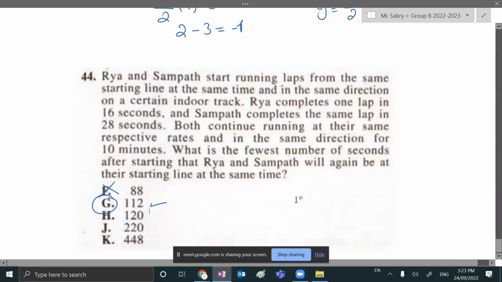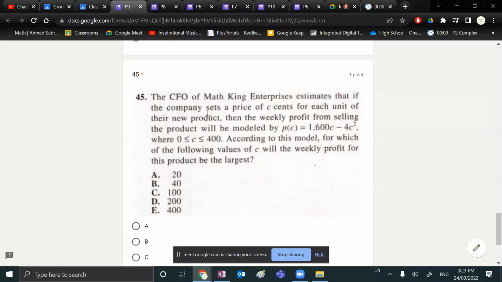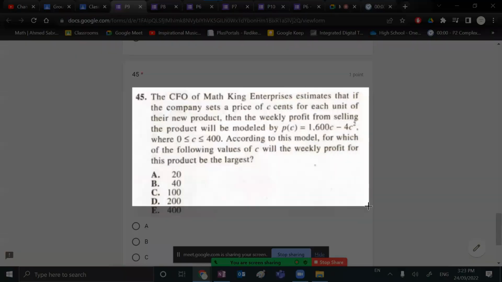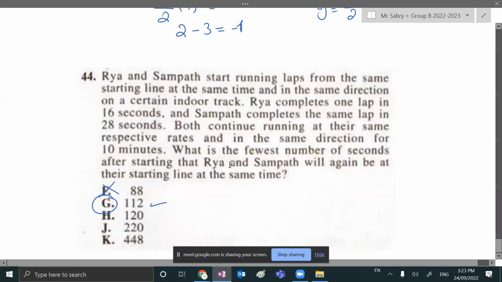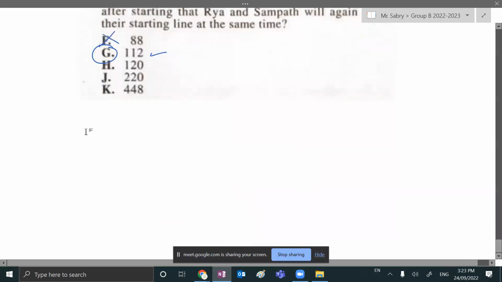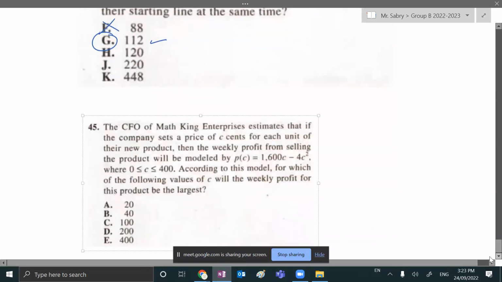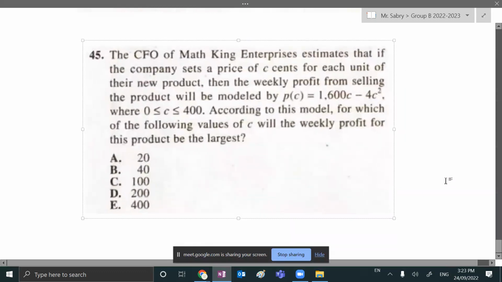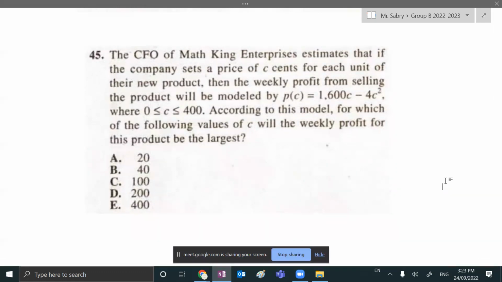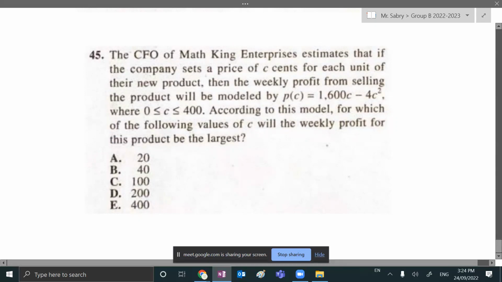Anyway, type 40, number 5. The CFO of the Math King Enterprises estimates that if the company sets a price of C cents for each unit of their new product, then the weekly profit from selling the product will be modeled by this. According to this model, for which of the following values of C will the weekly profit be the largest? So I need the weekly profit to be the largest.